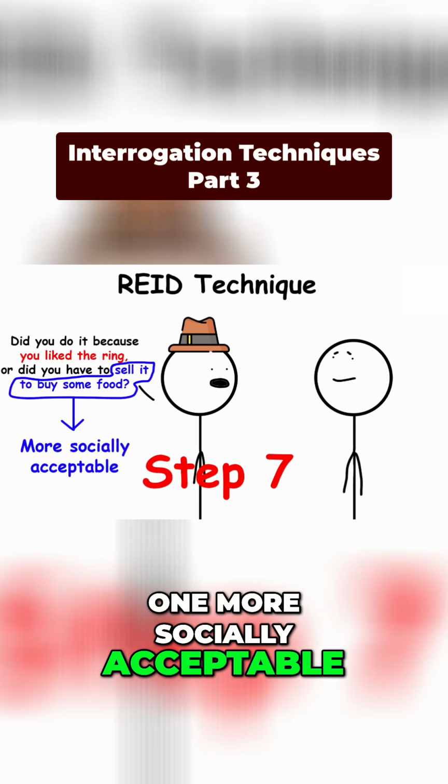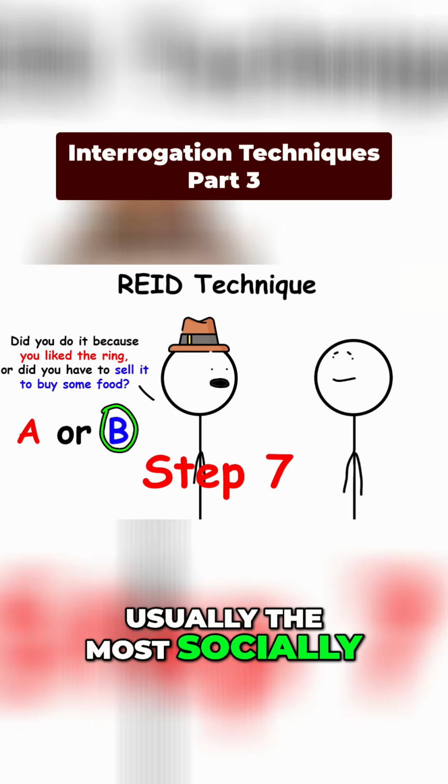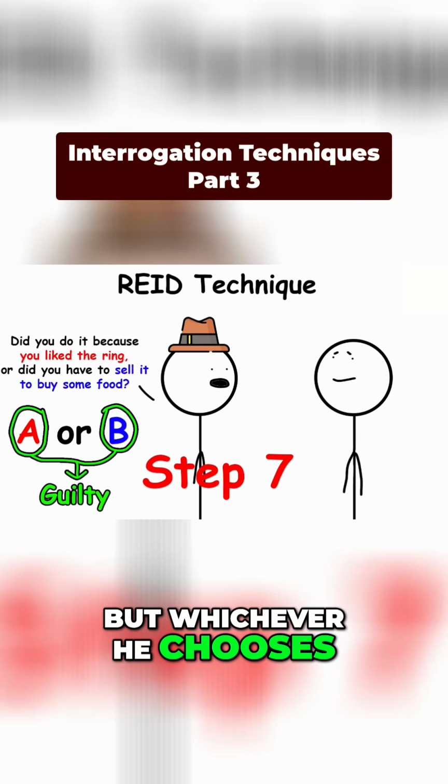After that, the interviewer poses what's called the alternative question, which consists of giving 2 choices for what happened, one more socially acceptable than the other. At this point, the suspect is expected to choose one of them, usually the most socially acceptable one. But whichever he chooses, he's admitting his guilt.